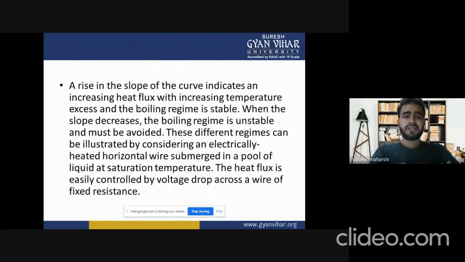A rise in the slope of the curve indicates an increasing heat flux with increasing temperature excess, and the boiling regime is stable. When the slope decreases, the boiling regime is unstable and must be avoided. These different regimes can be illustrated by considering an electrically heated horizontal wire submerged in a pool of liquid at saturation temperature. The heat flux is easily controlled by voltage drop across a wire of fixed resistance.